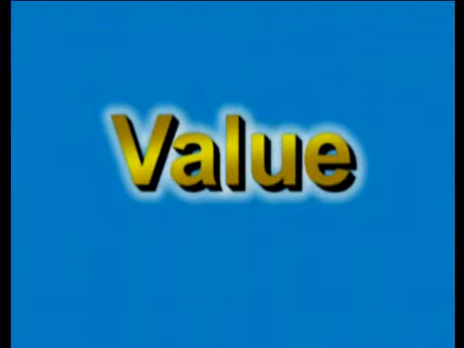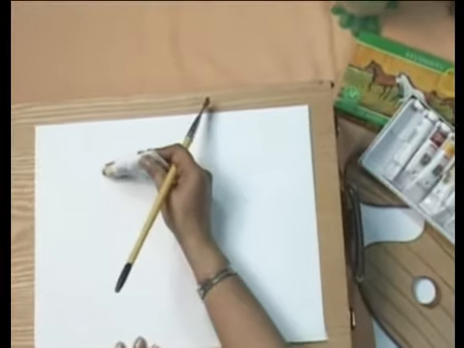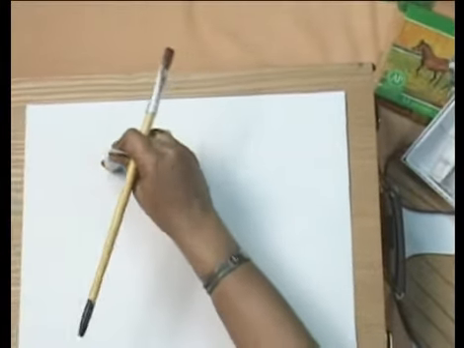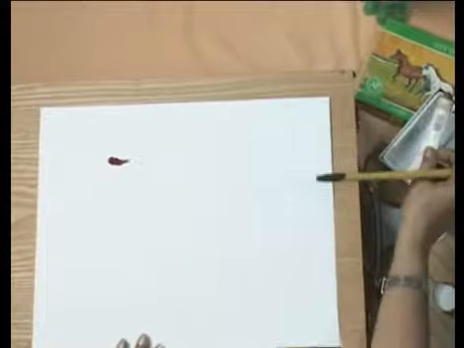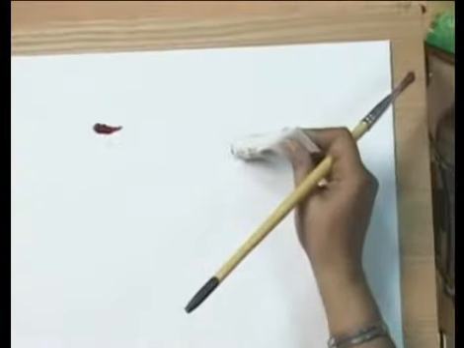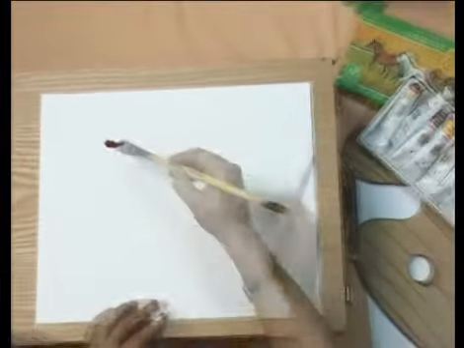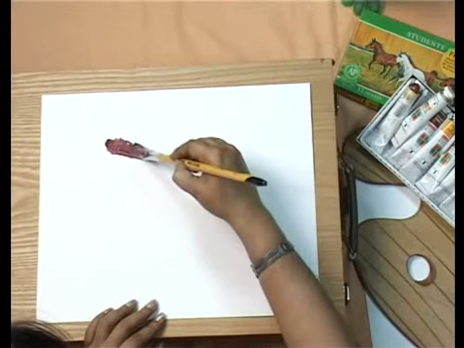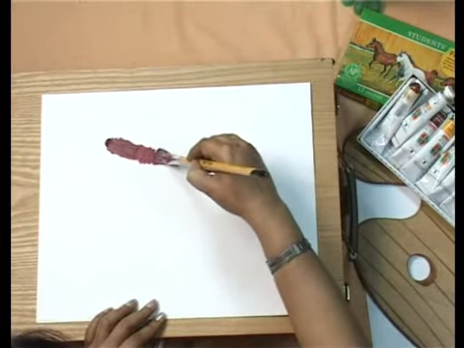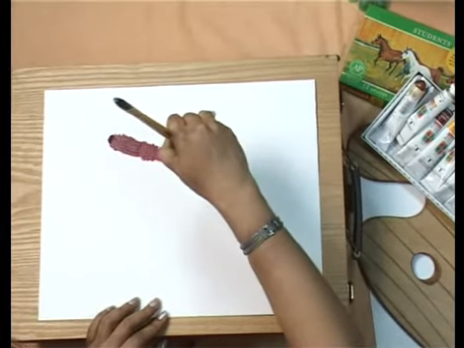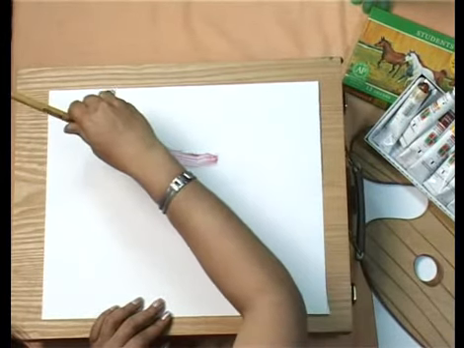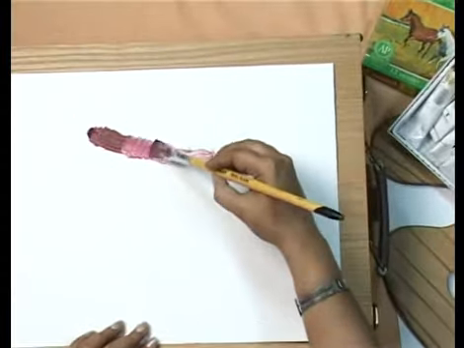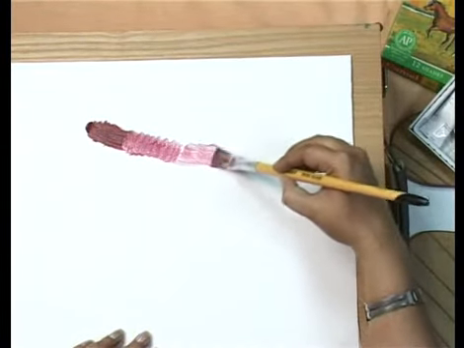Value. We can call it the darkness and lightness of a color, like light red or dark red. When we add white color to red, that decreases the value of red.